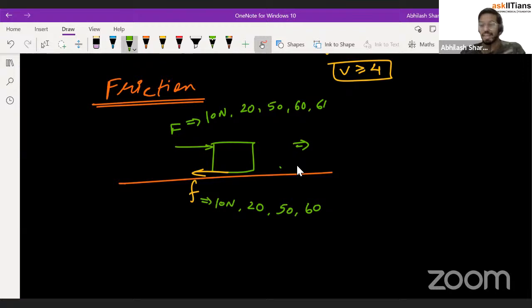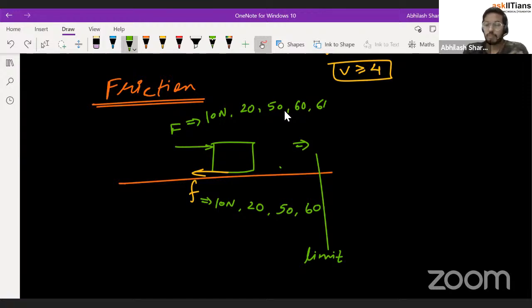Now, can you guess why it started to move just after 60? Why it could not continue beyond that? Because friction stopped. That was the limit of friction. There is a limit to the friction, isn't it? The maximum value friction could have applied to oppose you was 60. And after you exceed the 60, you're out of the reach of friction. Now, any force you will apply beyond this, friction won't be able to balance.